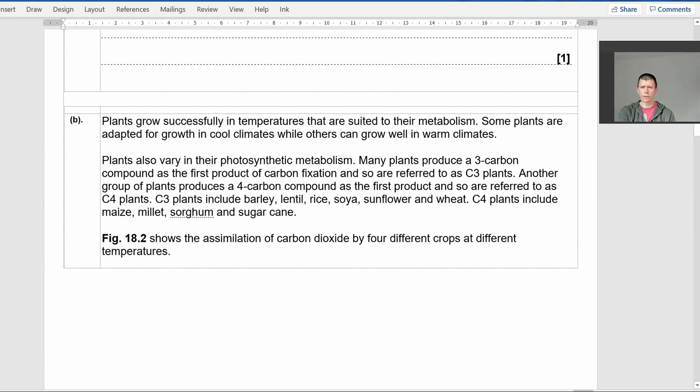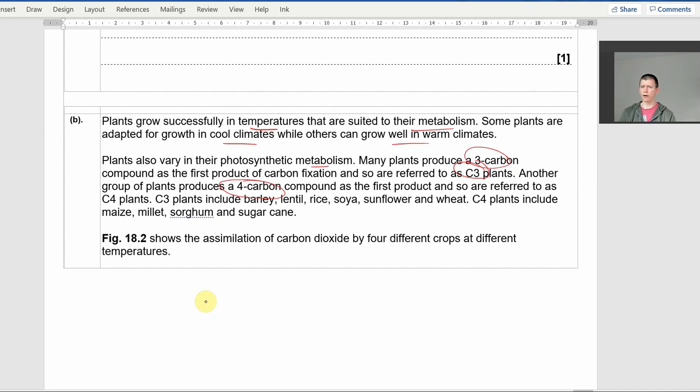Okay, so this is a topic I often talk about when I'm teaching this, and this is the idea of different types of plants. It says they're growing at different temperatures, which are suited to their metabolism, and they're adapted for growth in cool climates and grow well in warm climates. Plants also vary in their photosynthetic metabolism, so that's kind of the rate of reactions. Some plants produce a three-carbon compound, that's the ones you should know about, your typical European crops, and they're called C3 plants.